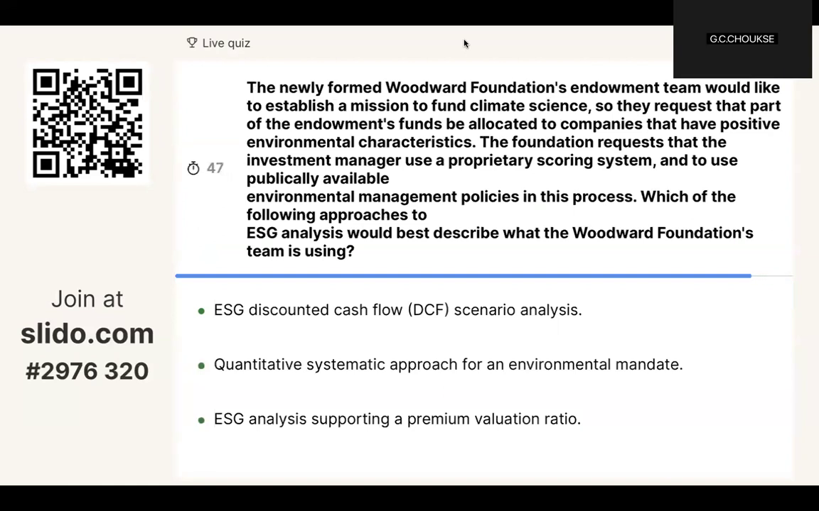The newly formed Woodward Foundation's endowment team would like to establish a mission to fund climate science. So they request that part of the endowment's funds be allocated to companies that have positive environmental characteristics. The foundation requests that the investment manager use a proprietary scoring system and use publicly available environmental management policies in this process. Which of the following approaches to ESG analysis would best describe what the Woodward Foundation's team is using? Discounted cash flow, or quantitative systematic approach to an investment, environmental mandate, ESG analysis supporting a premium valuation ratio.